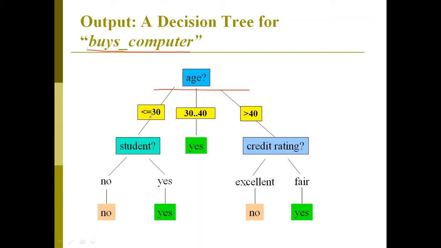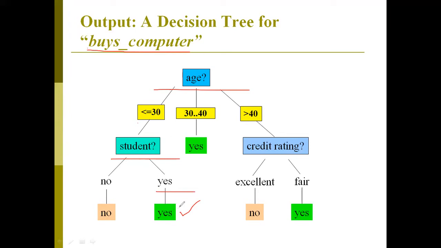If that particular person is less than or equal to 30 years, then we are going to check one more condition: whether this person is a student or not. If yes, he may buy a computer. If the age is less than 30 years and he is a student, then he may buy a computer.